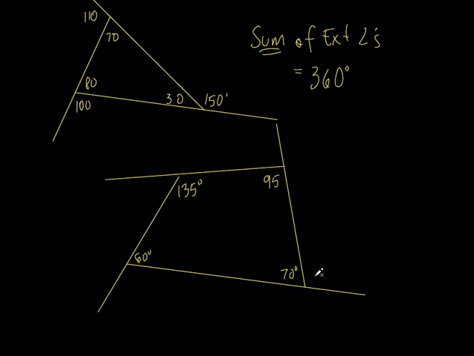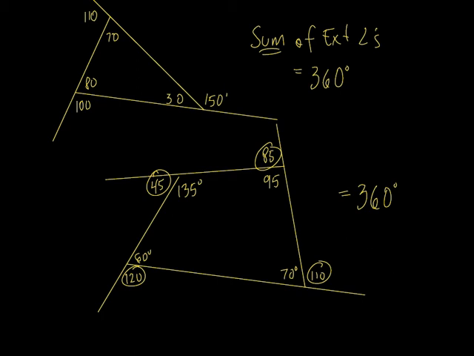So if this is 70, what's this one? 110. If this is 95, what's this one right here? 85? Okay. So this one's 85. This is 135. What's this one? 45? Okay. And if this is 60, what's this one? 120. Do me a favor. Add up all the exteriors. Wow. That's weird. Comes out to the same exact number as this one.